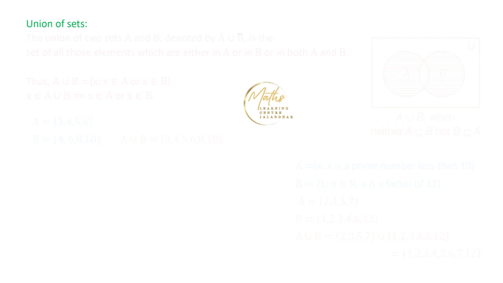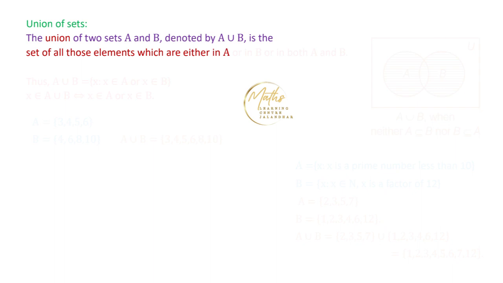Now we come to the operations on sets, and the first operation we are going to discuss is the union of sets. Suppose we are given two sets, A and B. Then the union of these two sets is denoted by this symbol, and A union B is itself a set which contains those elements which are either elements of A or elements of B, or both A and B.